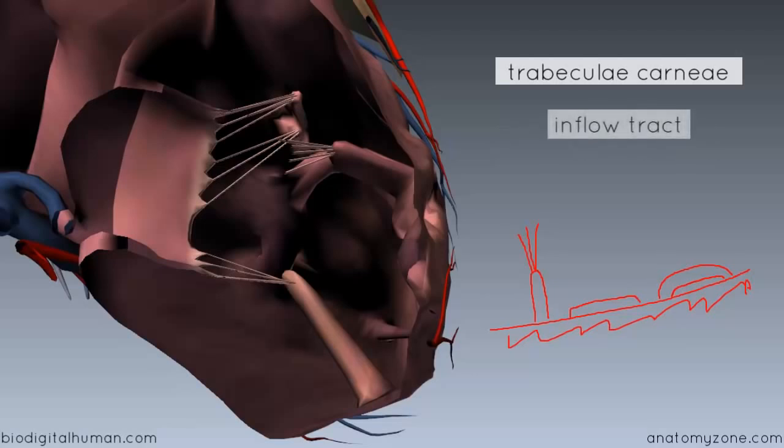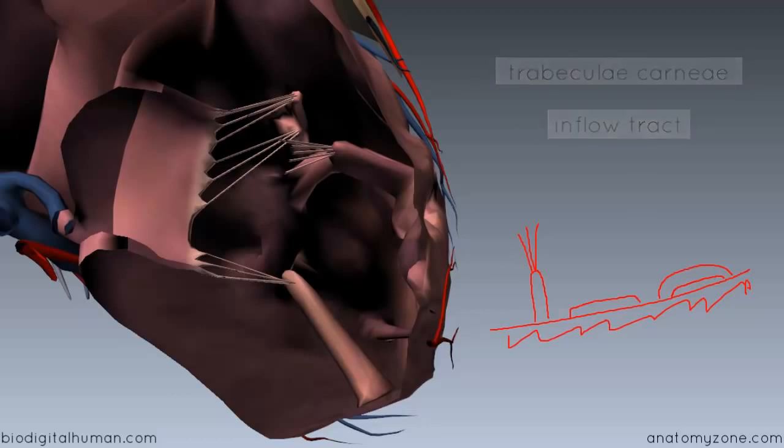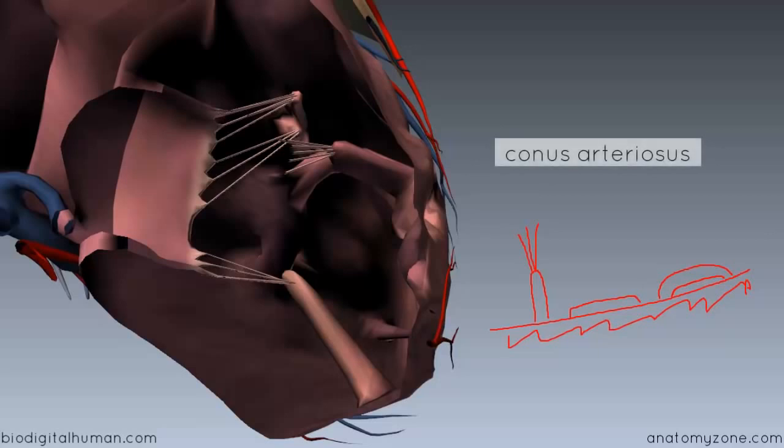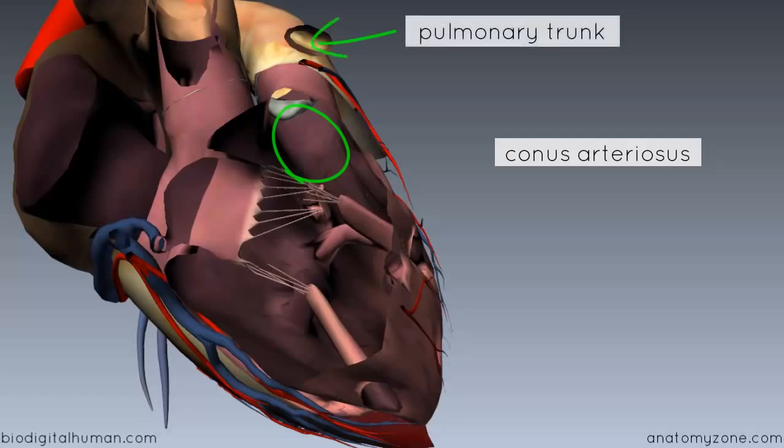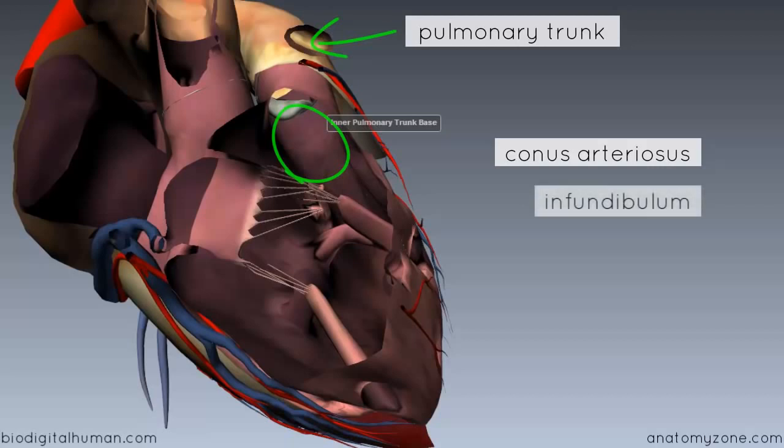These are found in the inflow tract, but the outflow tract is slightly different and it's smoother, and it's called the conus arteriosus. So you can see the outflow tract here leading into the pulmonary trunk, and this is called the conus arteriosus, or the infundibulum, and it forms the outflow tract of the right ventricle.